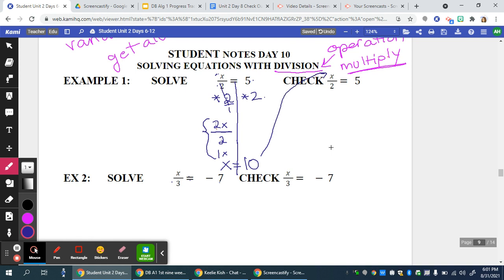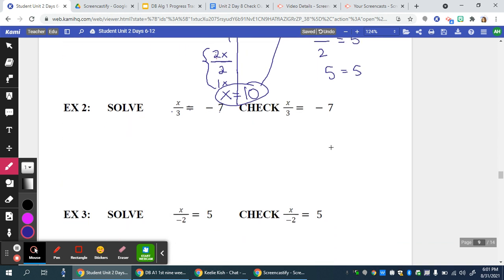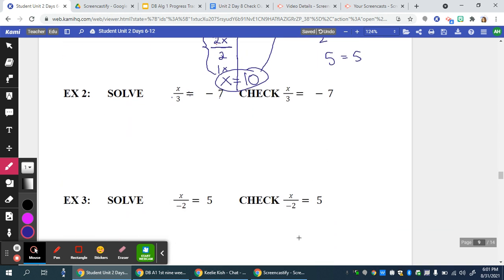Now we check it out. So 10 divided by 2 should be equal to 5. 10 divided by 2 is in fact 5, so our answer is x equals 10. Ta-da! Okay, so if that was a little bit confusing, let's do it again.